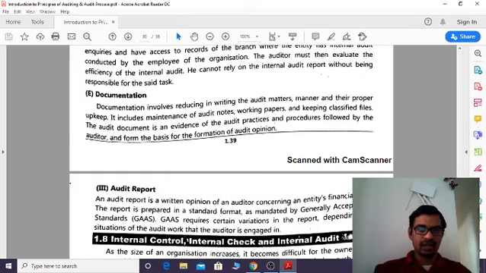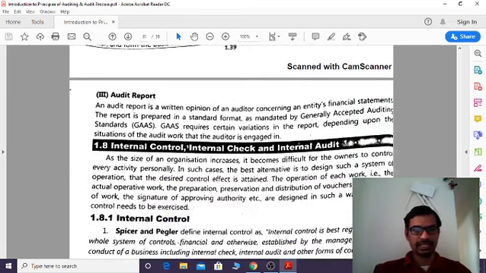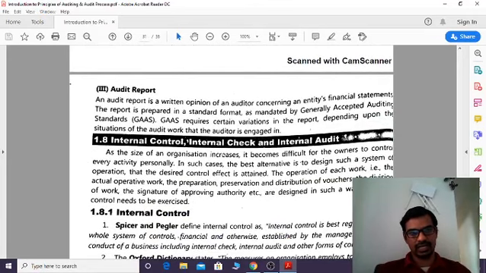Documentation involves reducing in writing the audit matters and their proper upkeep. Proper documents should be maintained by the auditor, like the audit notebook and working papers. These kinds of documents should be prepared by the auditor, which will be useful in preparation of the audit report and to express the opinion about the financial position of the business organization. Understood? And now, the last step under the audit process is what?